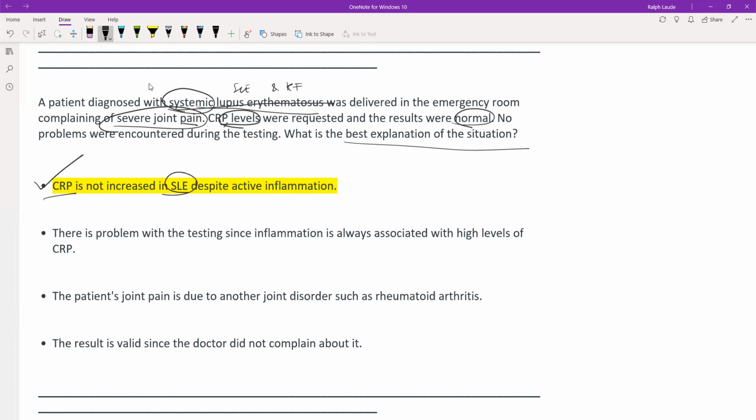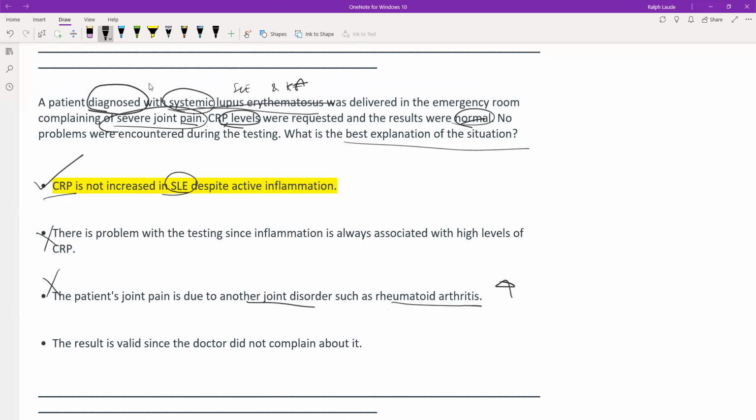You have ulcerative colitis also. Most of the autoimmune disorders do not actually lead to increased CRP levels. The patient's joint pain is due to another joint disorder such as rheumatoid arthritis. The patient is already diagnosed. If you say there is another joint disorder, rheumatoid arthritis, then CRP should be very high. But in this case, it is normal.